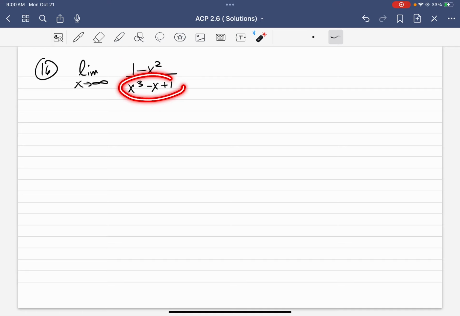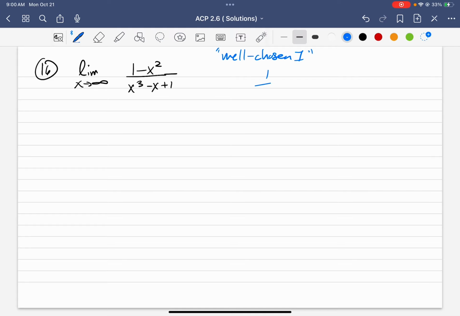If the bottom wins the race to get big, it's going to pull everything to 0. If the top wins the race to get big, it's going to pull everything to infinity. If they tie, then we'll look at those leading coefficients. But the easiest way to really see that is to multiply the top and bottom by our old buddy, a well-chosen 1. So in this case, I'm going to multiply by 1 over the highest power.